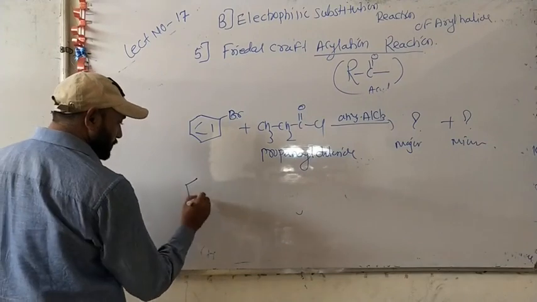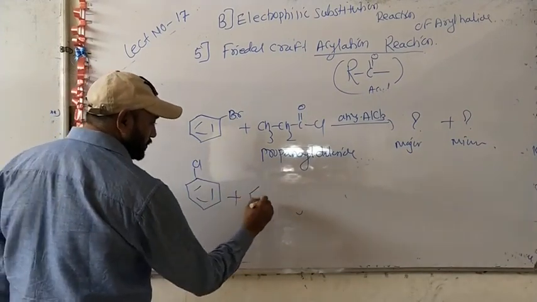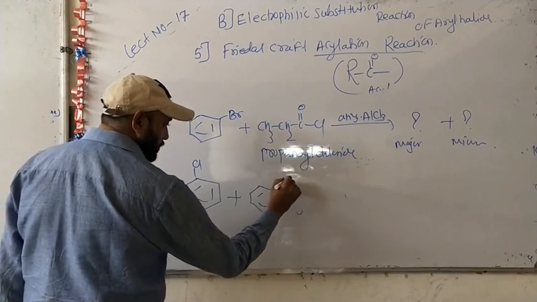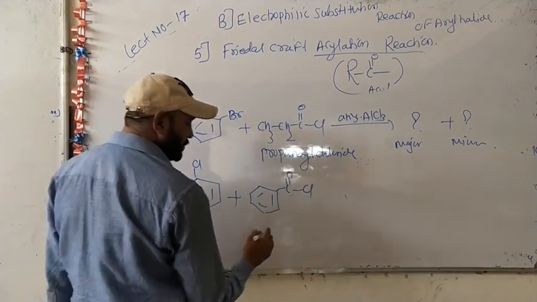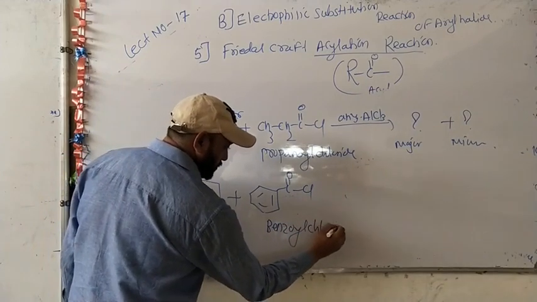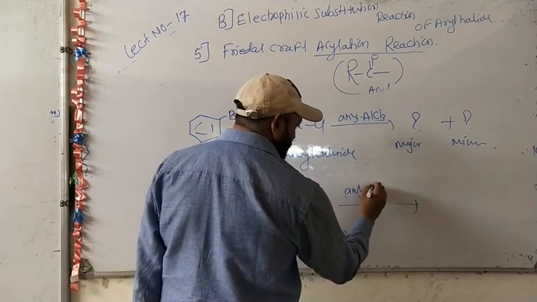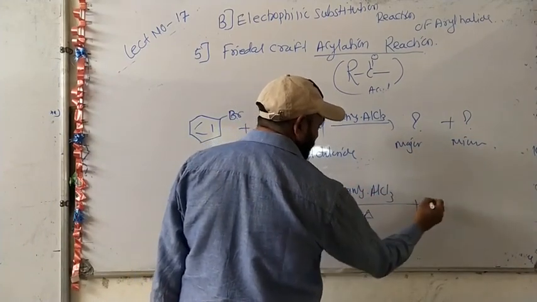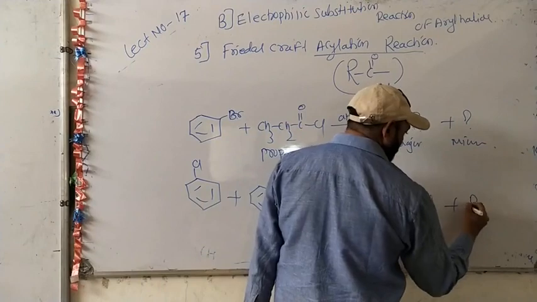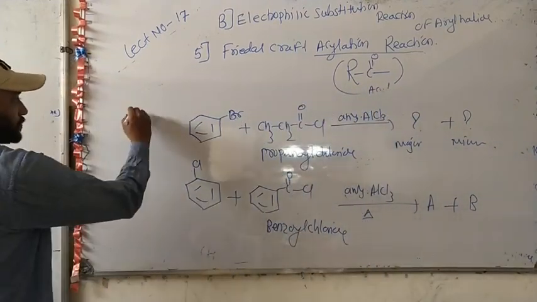And second, chlorobenzene treated with benzoyl chloride. This is benzoyl chloride. So in presence of anhydrous AlCl3 with heating, give products A and B, and predict major and minor. This is for the homework.